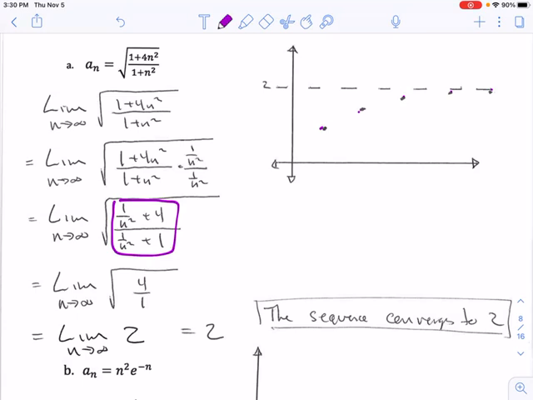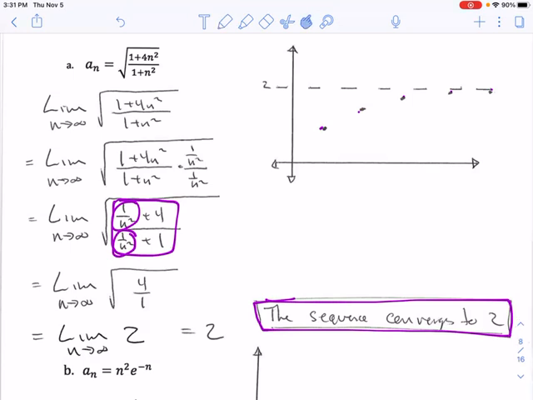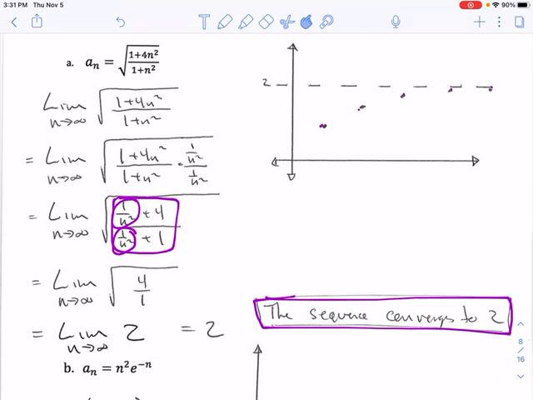Now, when we take the limit as n approaches infinity, this goes to 0, this goes to 0. We end up with 4 over 1, which is 4. The square root of 4 is 2. So therefore, the limit of 2 is equal to 2. The limit of a constant is the constant. So the sequence is converging to 2. Whatever the limit of the sequence is, that is what it is converging to. And that confirms what we had up here, right? Because it looked like it was converging to 2 up here. And indeed, it is.